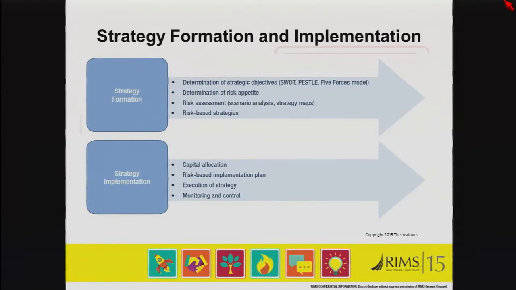Now, as you can see up there, some really important things to do is to determine your strategic objectives, and we talked about the models. Secondly is to determine your risk appetite. How much risk are you willing to take in order to get return? What is your overall corporate philosophy on risk appetite? Really important, should be set at the board level. And then also risk assessment. Look at different scenarios. There's many different ways to assess risk. There's quantitative, qualitative ways to assess risk. And then have your risk-based strategies laid out.